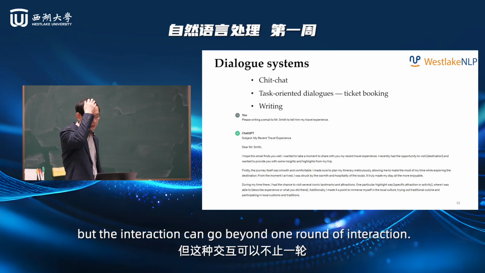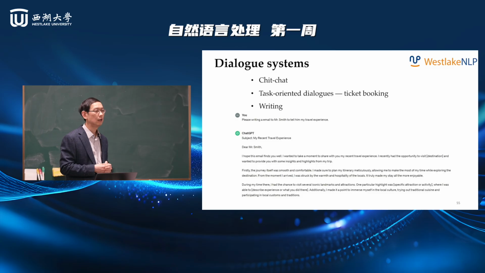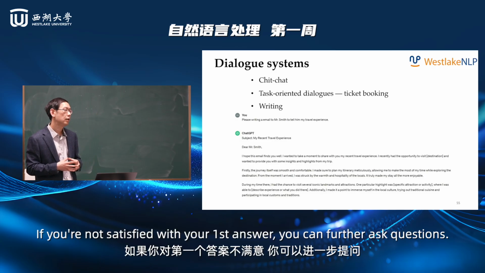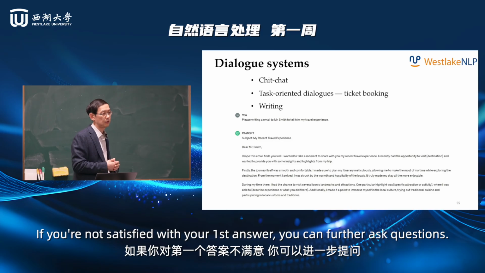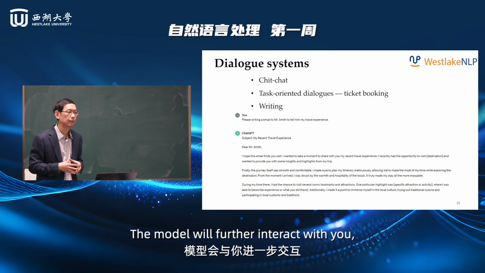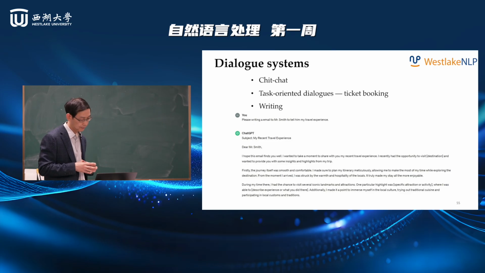But the interaction can go beyond one round of interaction. For example, there can be chat, either chit chat or task-oriented chat. If you're not satisfied with your first answer, you can further ask questions. The model will further interact with you to refine the answer or give you more information.